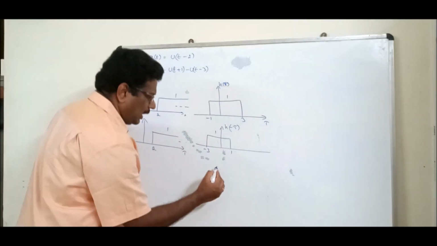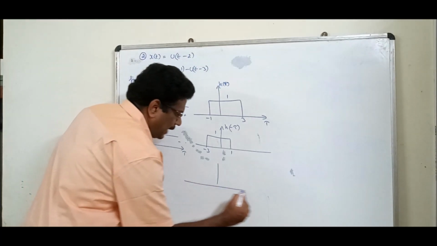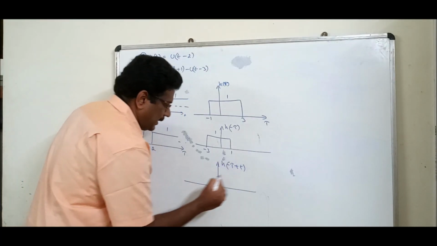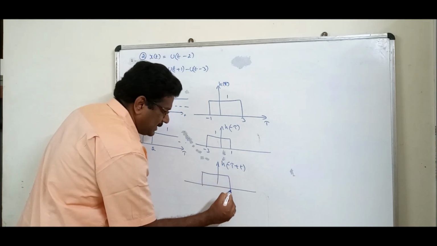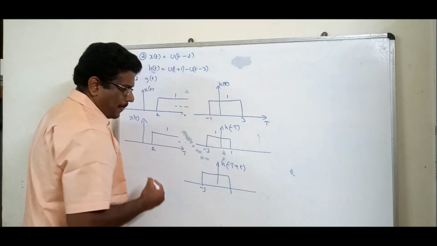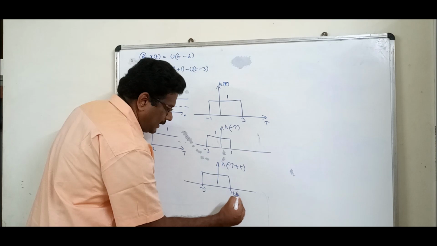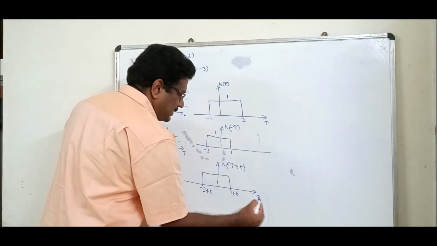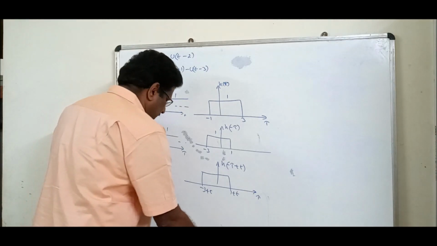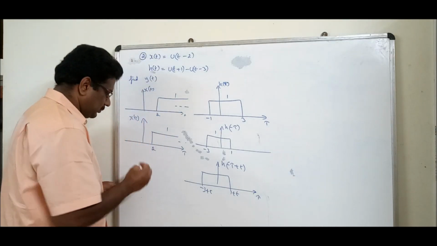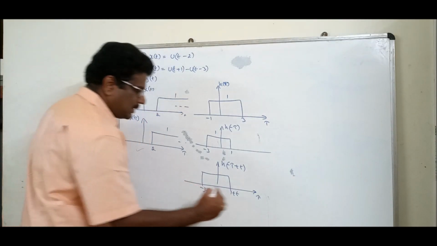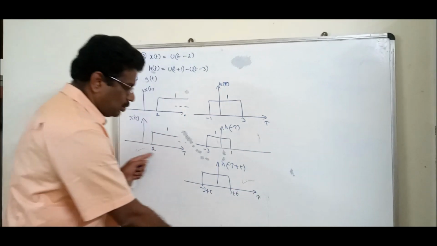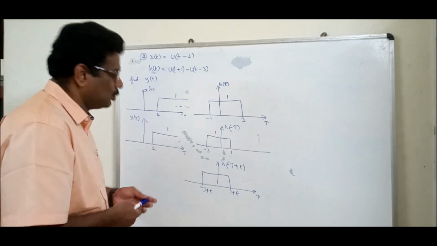I just reflect. What about next? I have to make it h of minus tau plus t. Let me repeat the same sketch. I told you, add t. So this is the fixed signal. This is the moving signal. Now based on these two signals, we are going to start the convolution.